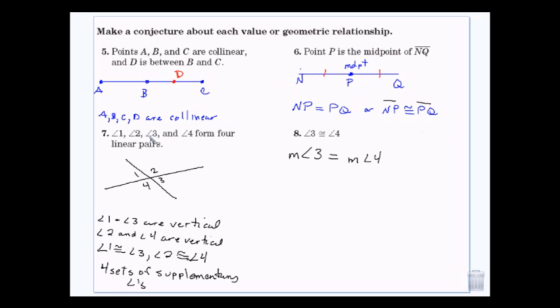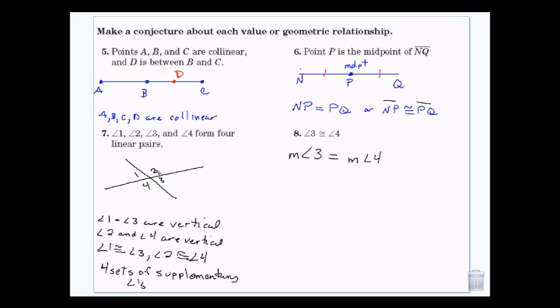Okay, when 1, 2, 3, and 4 form 4 linear pairs, the only way this can work is by having an X. So I have my linear pairs: 1, 2, 2, 3, 3, 4, and 1, 4. So I could say that angles 1 and 3 are vertical, angles 2 and 4 are vertical. Maybe you drew it the other way and the numbers are a little different. Angle 1 is congruent to angle 3, angle 2 is congruent to angle 4.